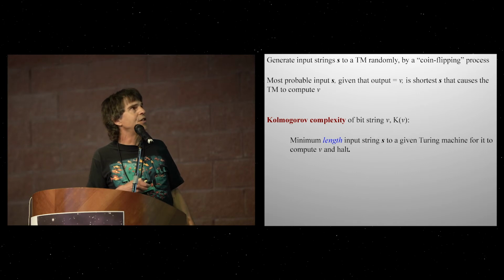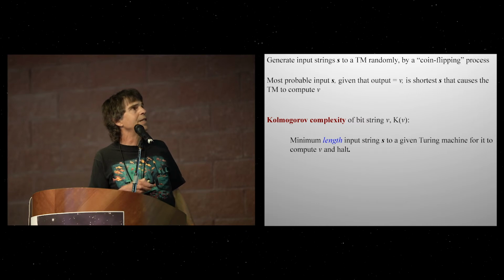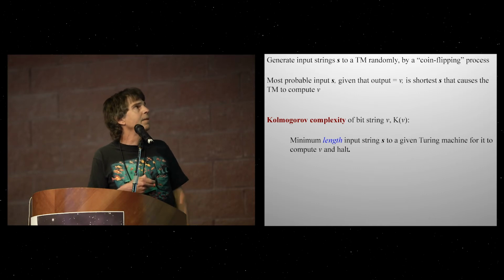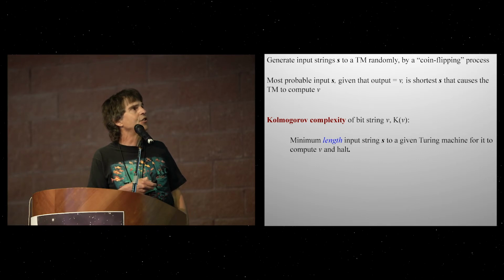Then let's say I see an output of the Turing machine and I was uncertain what the input was. Well, if in fact this was the prior probability distribution of generating strings into my Turing machine, then the most probable input, given the output I've seen, is actually the shortest string that causes the Turing machine to compute the output. And this has a name, it's Kolmogorov complexity.